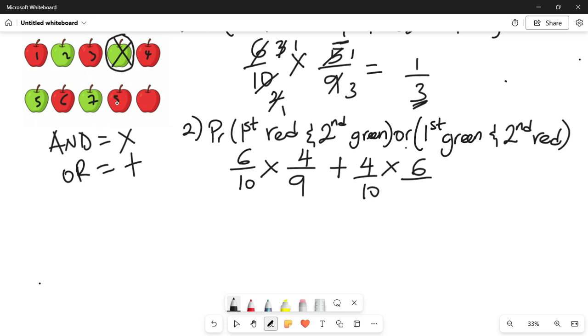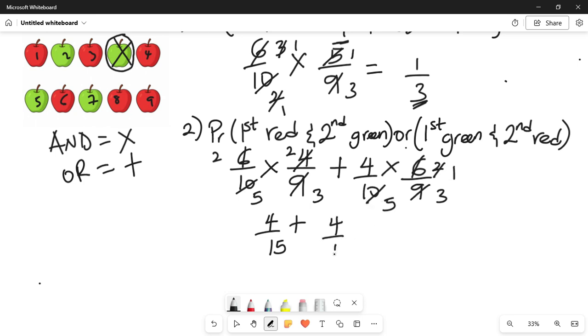So 6 over 9, we can simplify. 3 into 6 and 9 gives 2 and 3, and 2 into 4 and 2 gives 2 and 1, so we have 4 over 15, plus the same thing here. We simplify and we have 4 over 15.